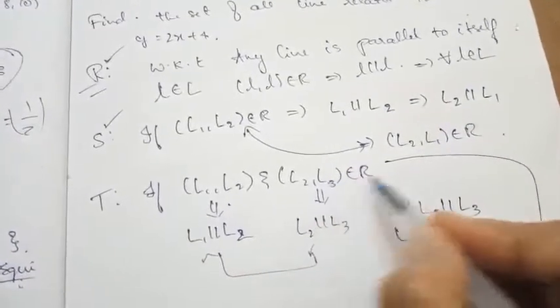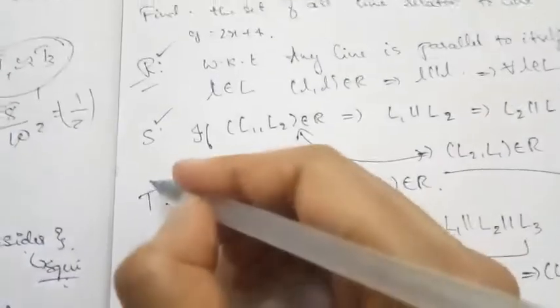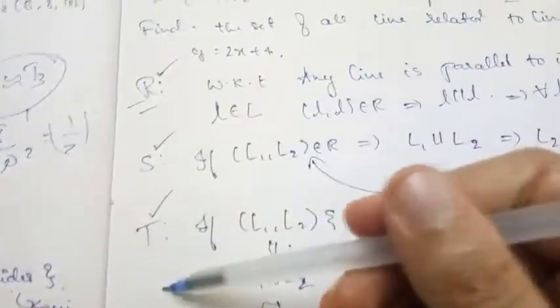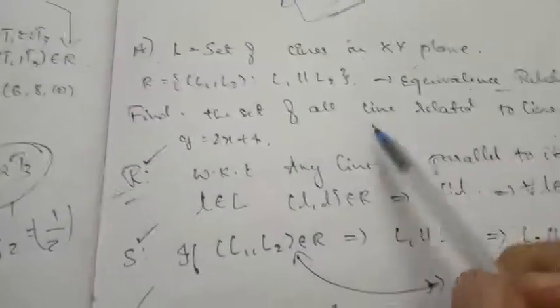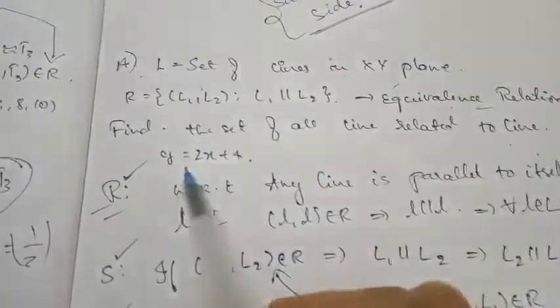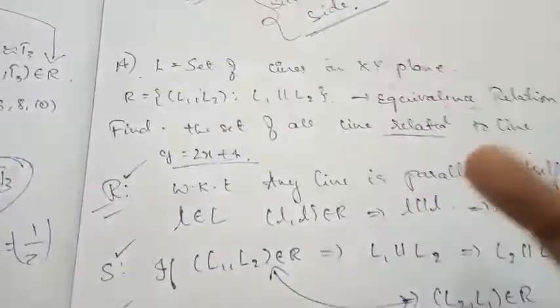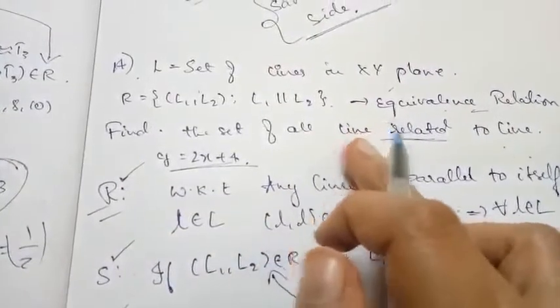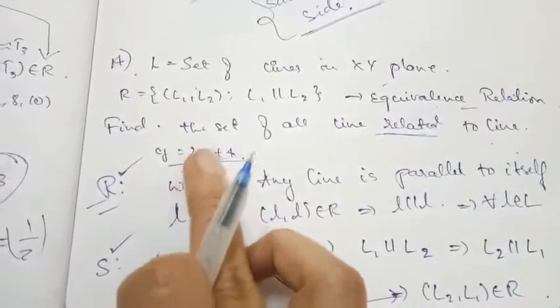So if (L1, L2) and (L2, L3) belong to the relation, then (L1, L3) also belongs to the relation. So the relation is transitive. So the given relation is reflexive, symmetric and transitive. So it is an equivalence relation. Further, they asked us to find the set of all lines related to the line y equals 2x plus 4. Here, related means we need to find the set of all lines that must be parallel to this line.